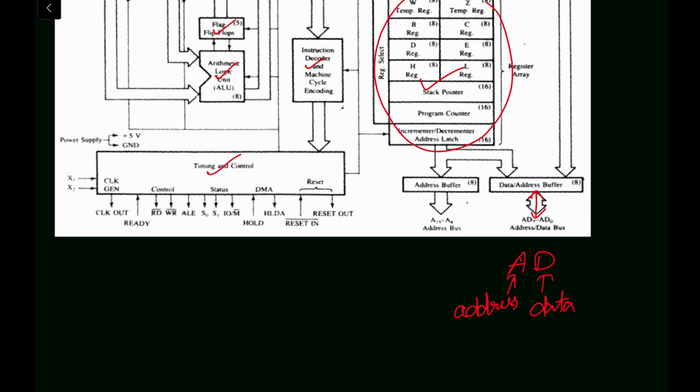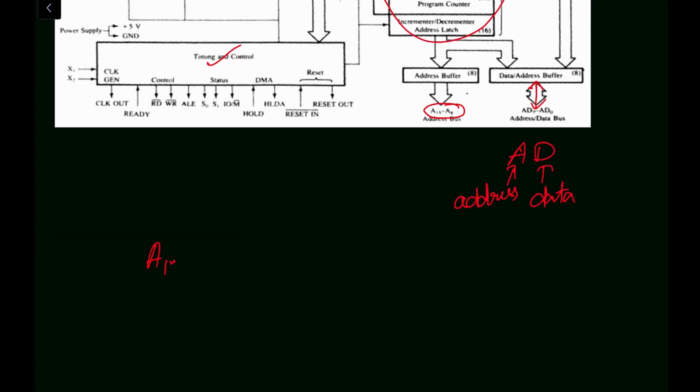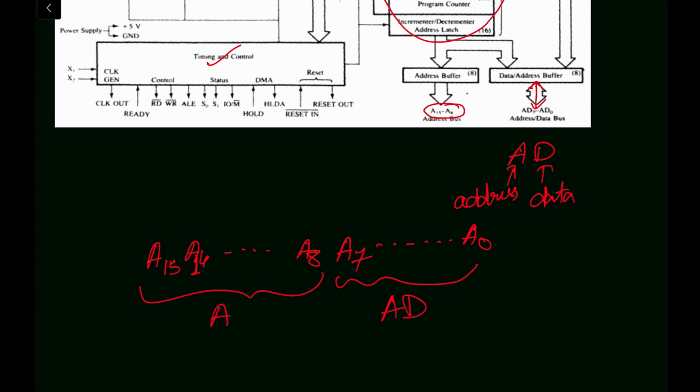You can see the address bus here, A15 to A8. Let me write down here A15, A14, up to A8. These are only used for the address purpose. But from A7 to A0, these 8 bits are used for the address as well as the data. Therefore, these are termed as AD, that means AD7, AD6, AD5 up to AD0. So these are the address and data registers.